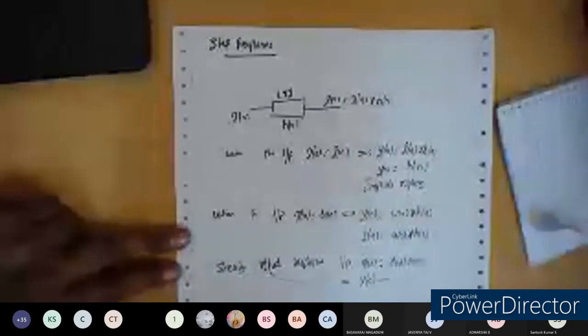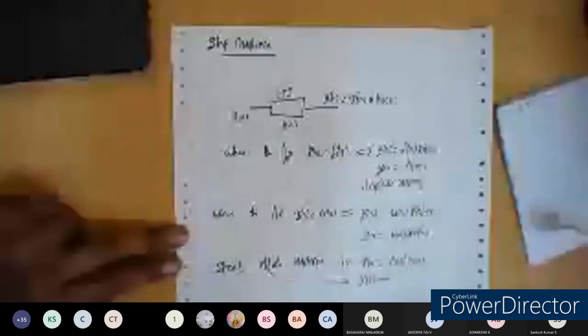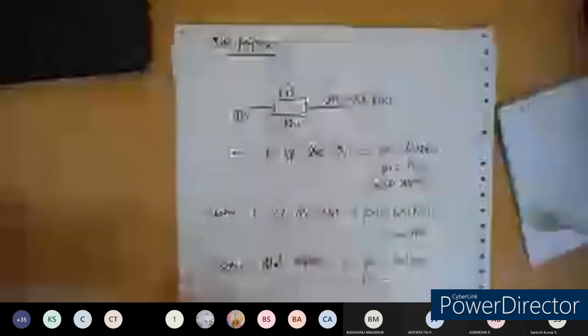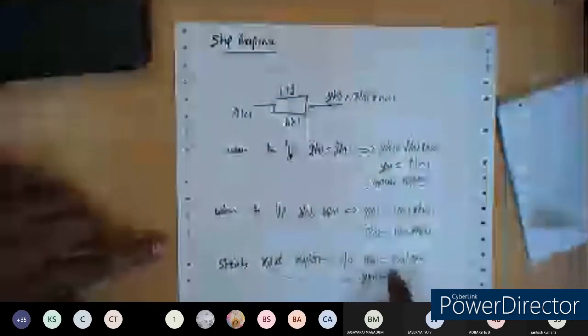In the next semester in the DSP lab, you're going to see all these responses. You're going to write the program for finding the impulse response, step response, as well as the other responses.